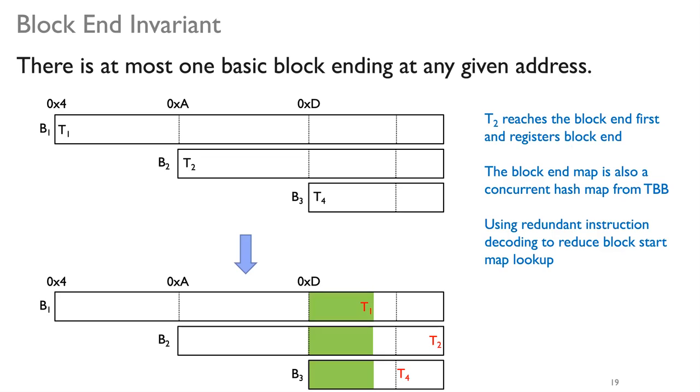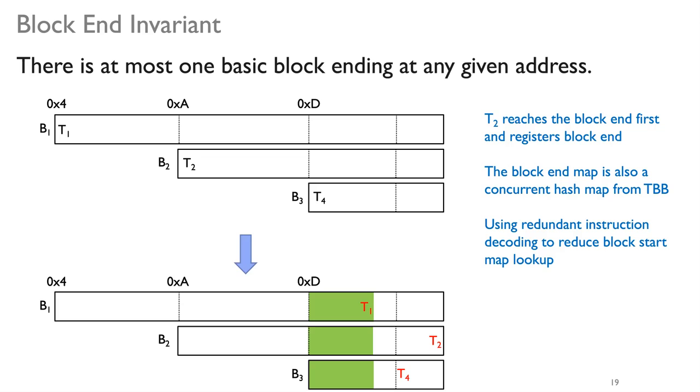The next invariant is on block ending. There is at most one basic block ending at any given address. Now let's say T2 reaches the block end while T1 and T4 are still in progress, as shown in the bottom half. Following the invariant, T2 registers the block end. This invariant can be implemented with a block end map using a concurrent hash map from TBB.